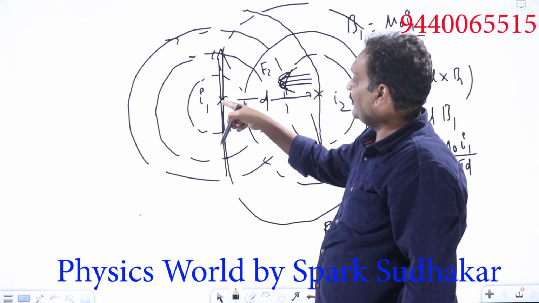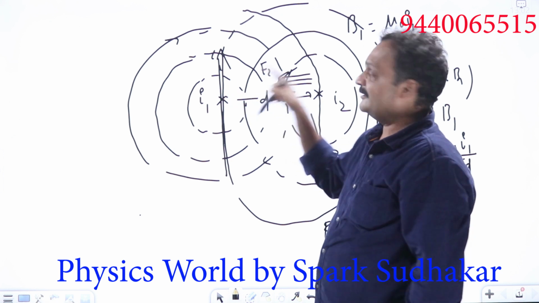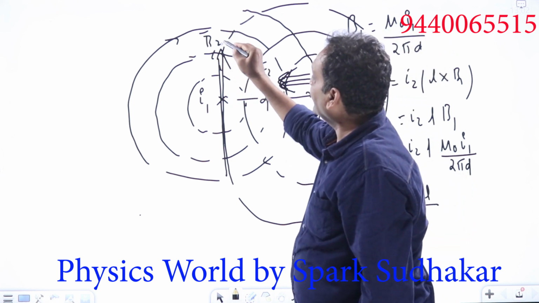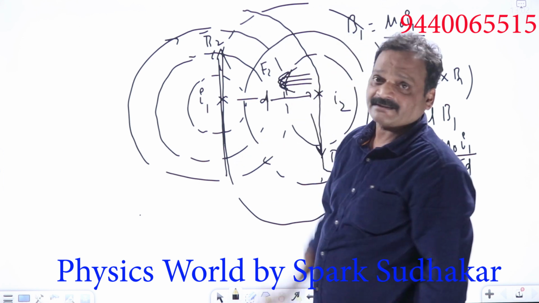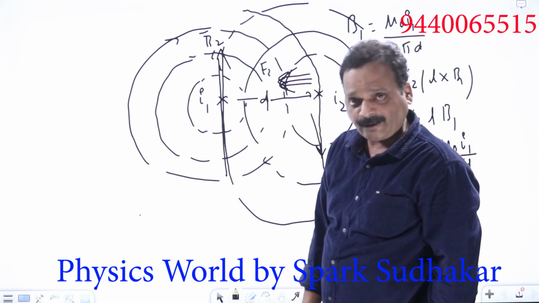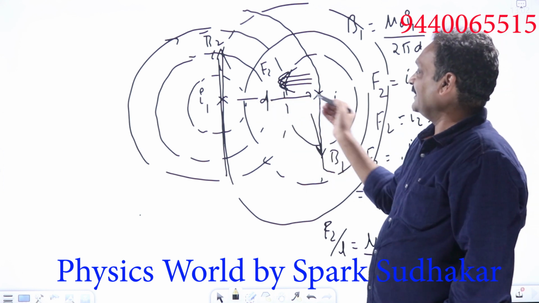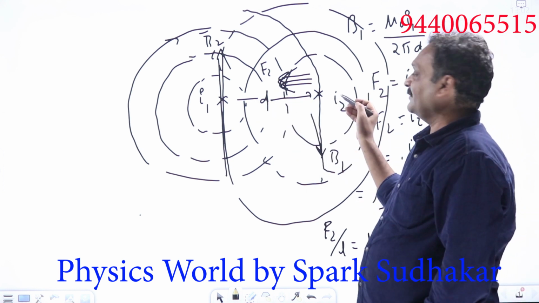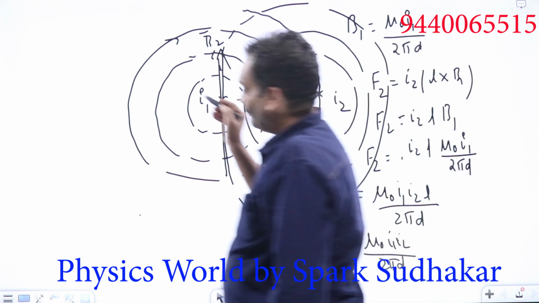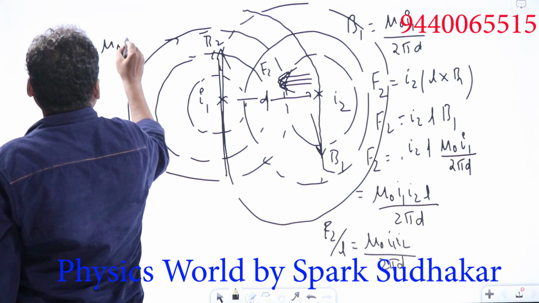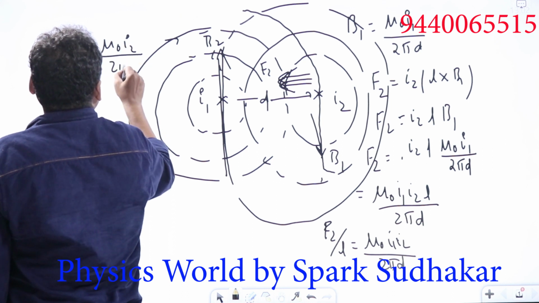This is the field on the first wire due to the second wire. I will call that B2. B2 will be vertically upwards. Now what is that B2? B2 is the field at a distance d from a wire carrying current I2. So B2 is equal to mu naught I2 by 2 pi d.